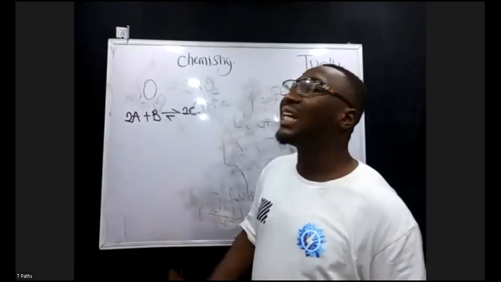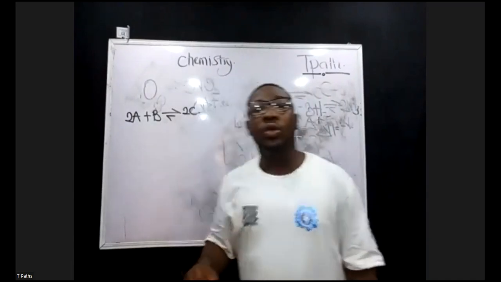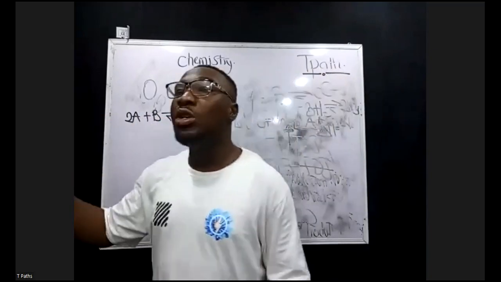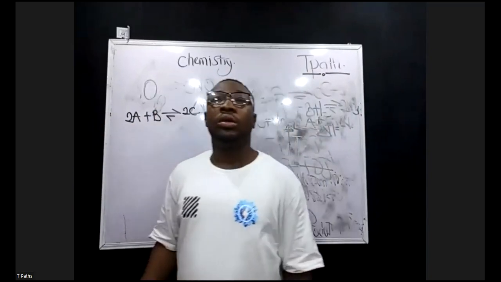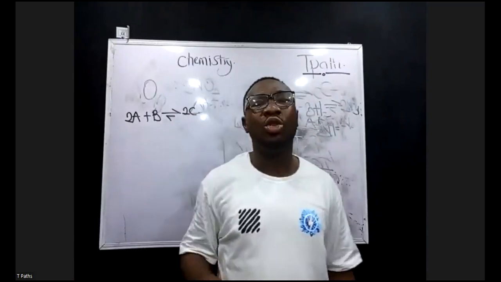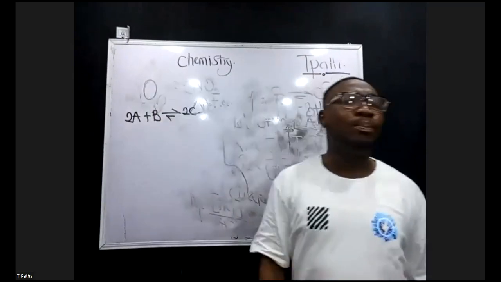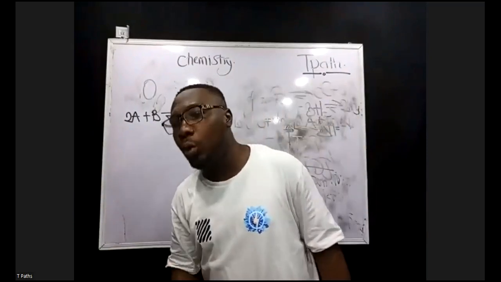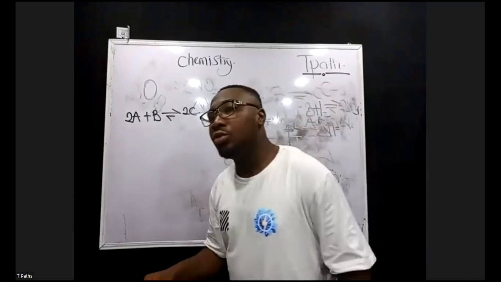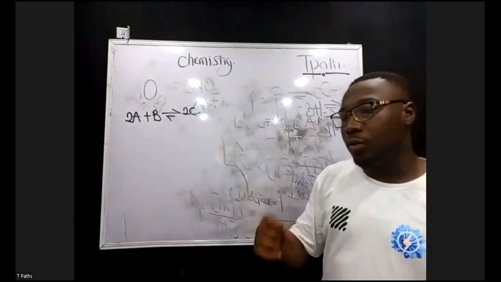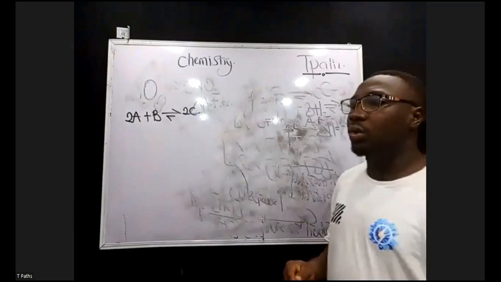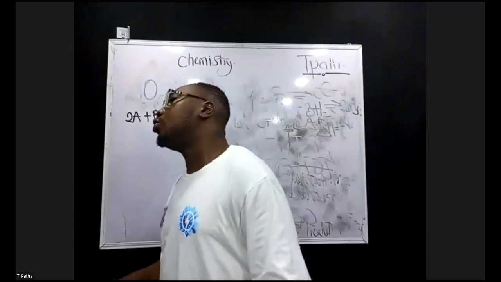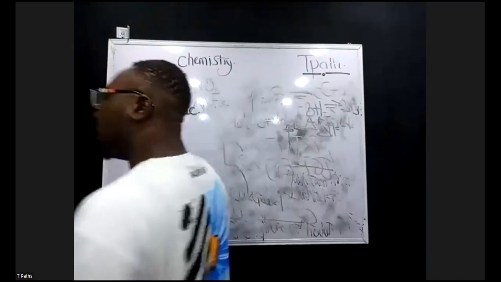When you increase pressure of a system, equilibrium will shift to the side with the fewest number of moles. So equilibrium will shift to the side with the fewest number of moles. But if you decrease pressure, equilibrium will shift to the side with the most number of moles. So you need to know that. Let's use this hypothetical reaction to explain that.